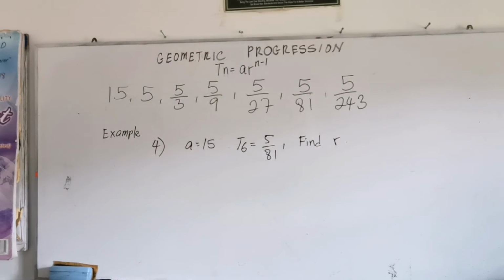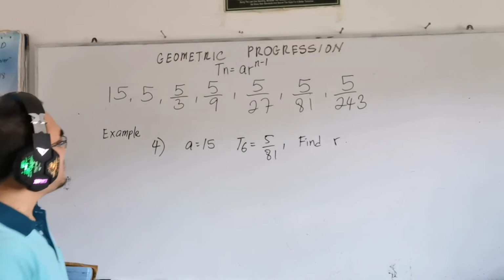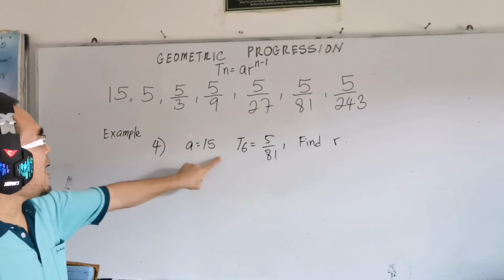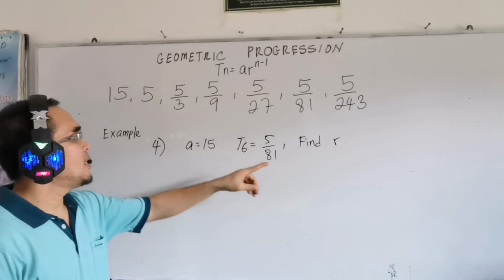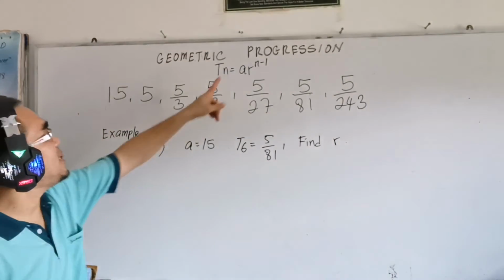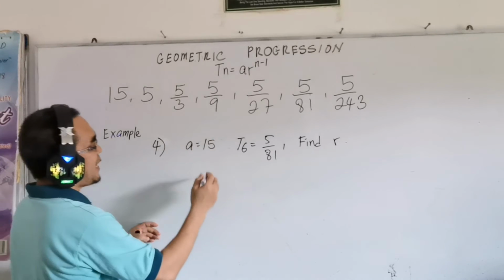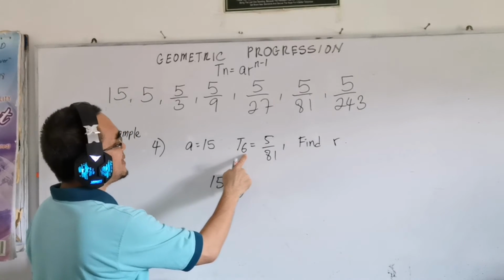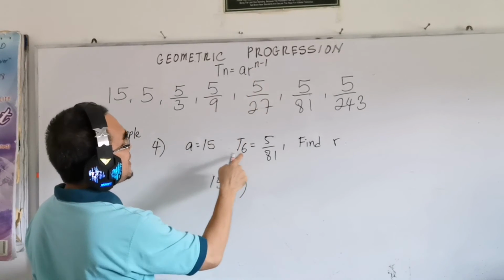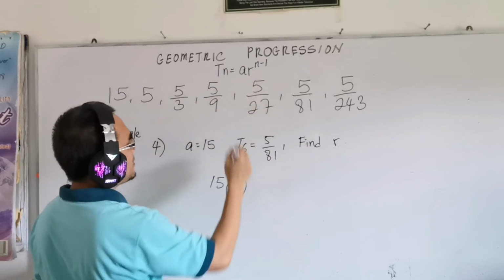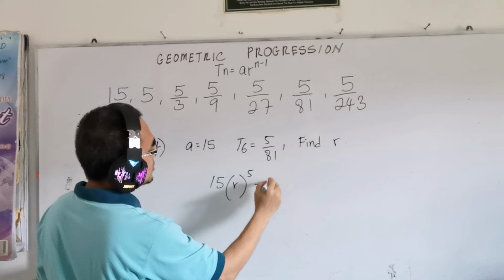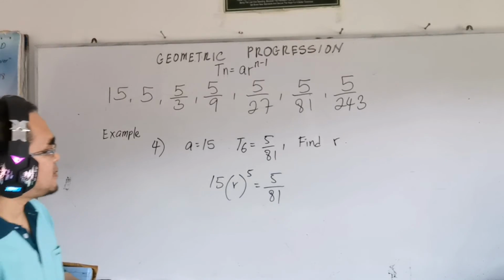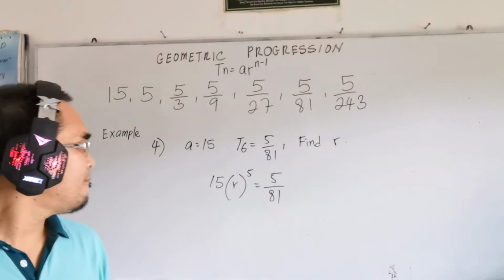Another example for this Tn for geometric progression would be, for example, you are given A is 15, the first term is 15, and T6 will be 5 over 81, so you do not know R. So using this formula, substitute A is 15, R is R because you do not know, n is 6, so T6, n will be 6, 6 minus 1 will be 5, equals 5 over 81. So how to solve this? First, 5 over 81 divided by 15.